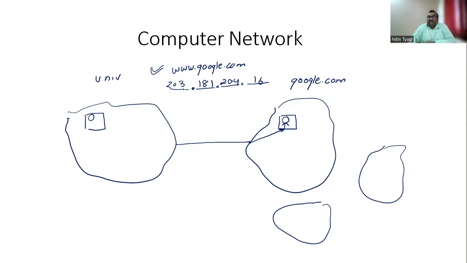This is the IP address, and I'm telling you, IP address is divided into four segments, and the total IP address is of 32 bit. 32 bit, and each segment is divided into 8 bit. Each segment is of 8 bit, right?